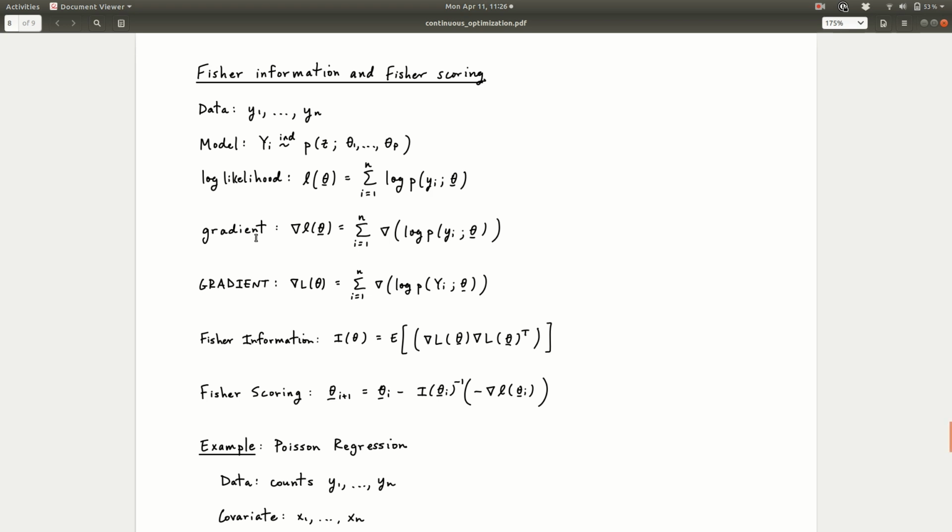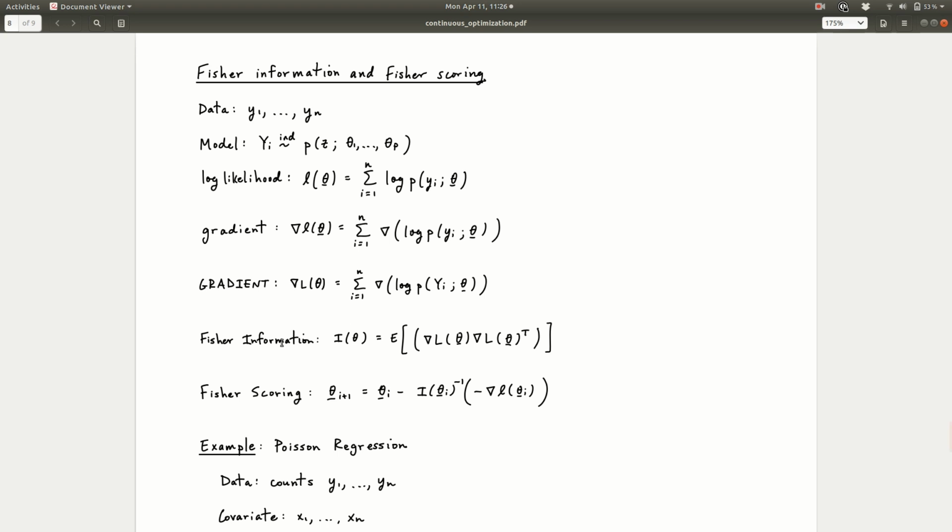The gradient of this is defined as gradient L theta. That's just, since the derivative is a linear function, you pull it inside the sum. So this is just the sum of the gradients of the individual log likelihoods. And then our random variable version of the gradient takes the gradient formula but plugs in the capital Yi. And then the Fisher information is defined in the following way.